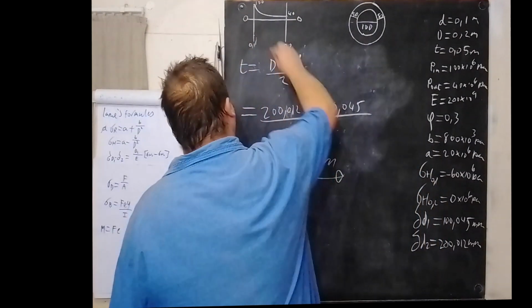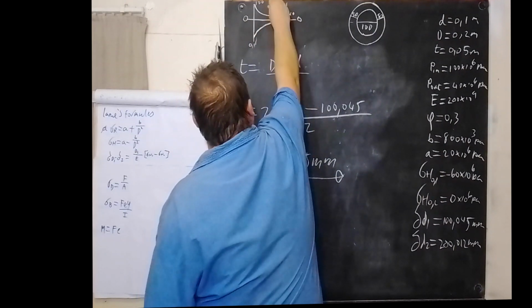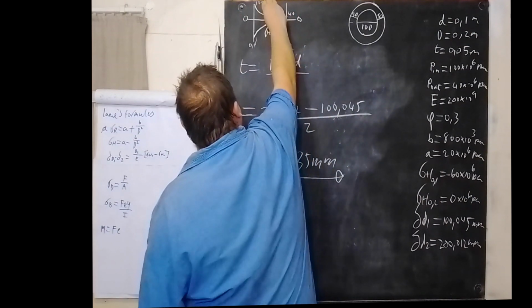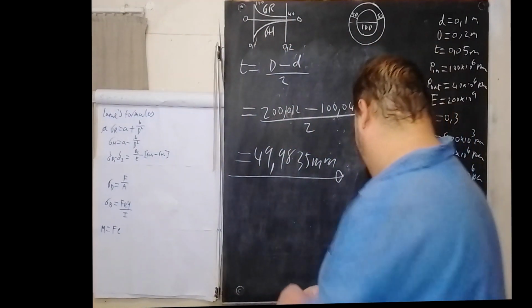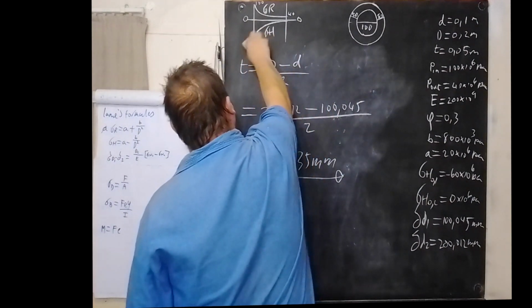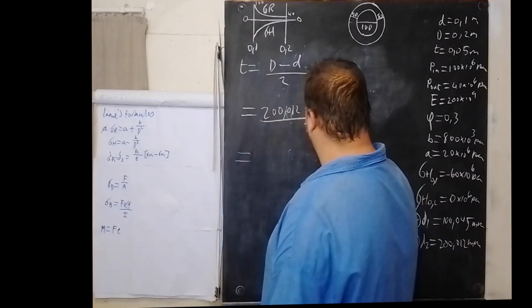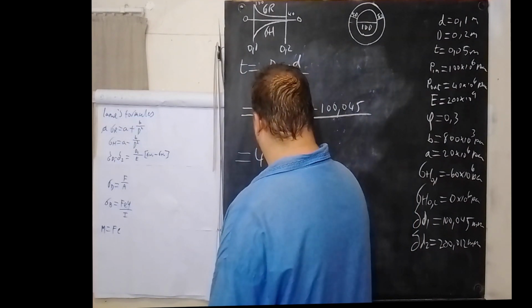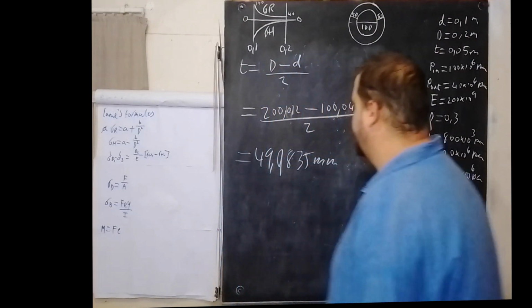I also forgot to put my final curve in for my hoop stress. This is radial and that is hoop stress. That's all our stresses. Now what we need to do is just minus the two top numbers and divide by 2. So that comes out to 49,983.5 millimeters.